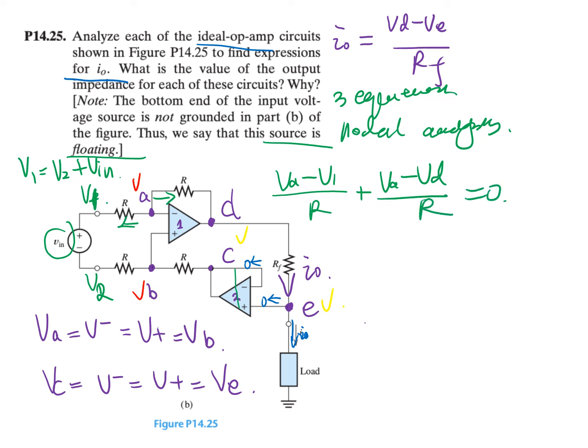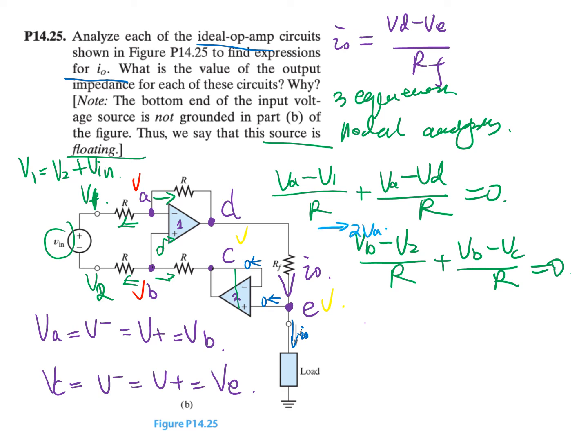Similarly for node B, no currents here. So we have VB minus V2 divided by R plus VB minus VC divided by R is equal to 0. If you simplify the first equation, you have 2VA minus V1 minus VD is equal to 0. And simplify the second equation, you have 2VB minus V2 minus VE is equal to 0. And let's say this is 1 and this is 2.